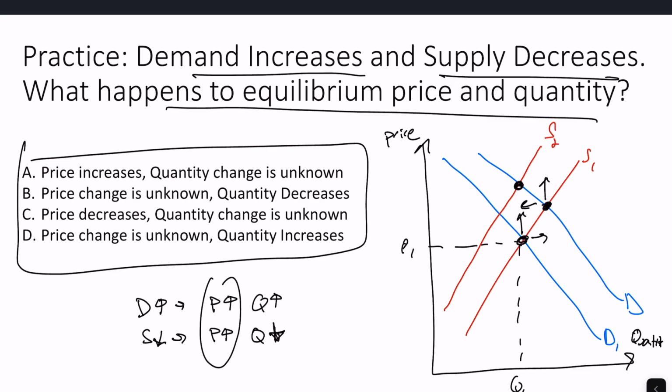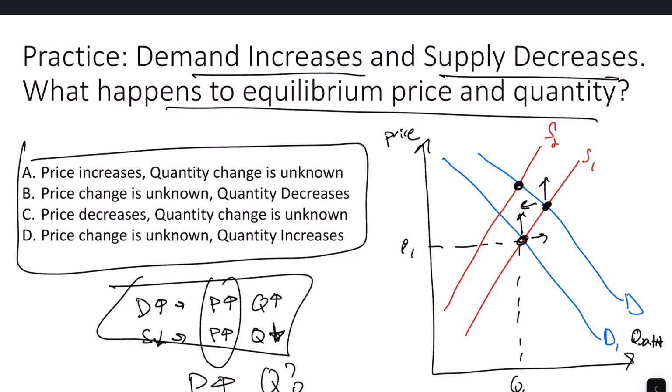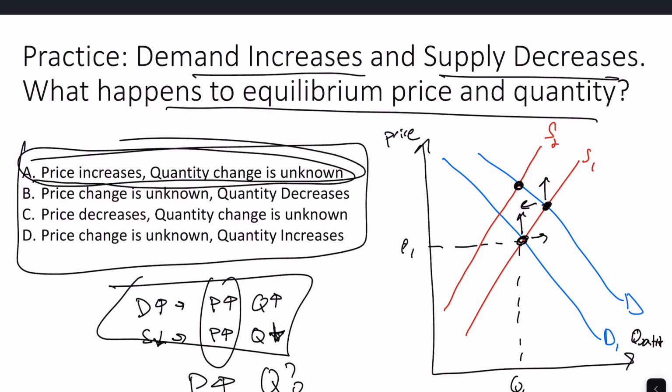So we can see that price is moving in the same direction. So we know in the end that the price is going to go up when we do this whole thing together. Quantity, though, they're going in opposite directions. So we don't know which one's bigger with the information I gave you, and so that one's going to be uncertain. The correct answer then for this question would be price increases, quantity change is unknown. So the correct answer is A.